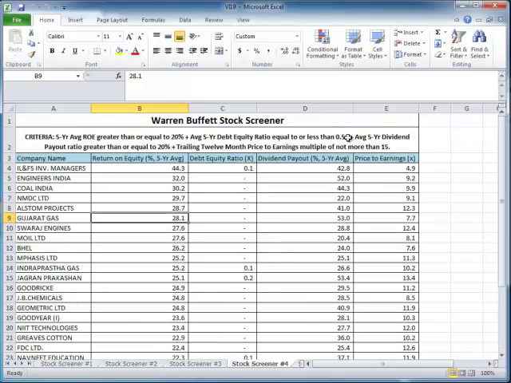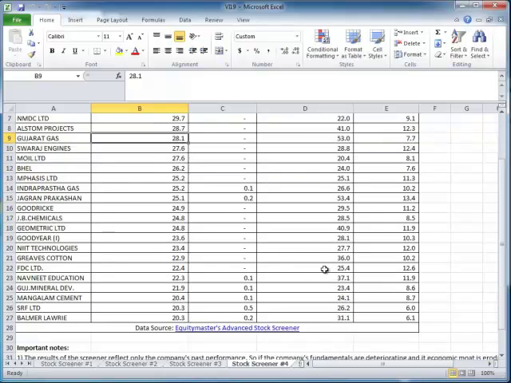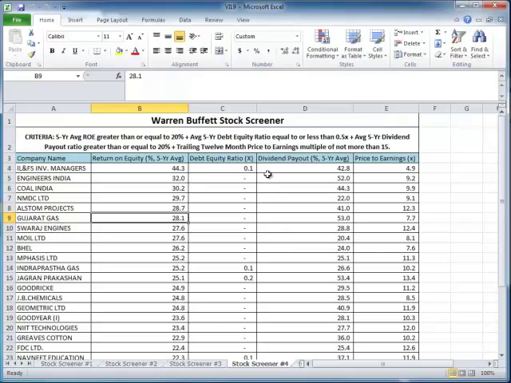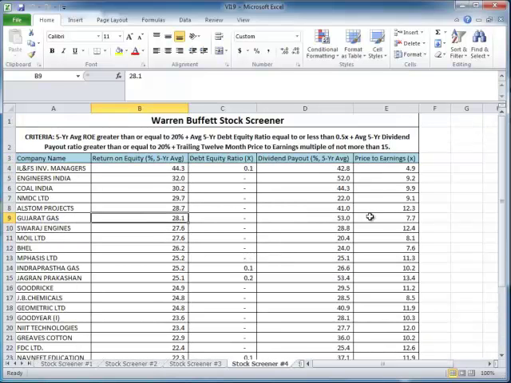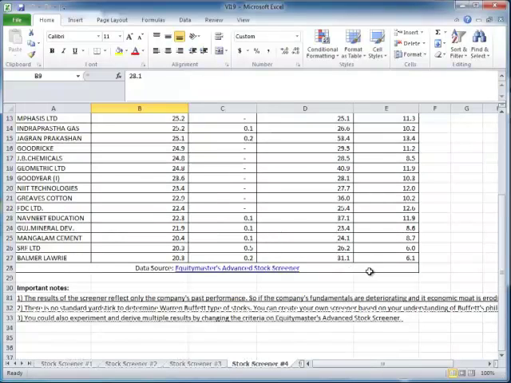An average 5-year dividend payout ratio greater than 20%. So the dividend payout ratio here is bigger than 20%. And finally, a trailing 12-month price to earnings multiple of 15 or less. So again, PE ratios of 15 or less, indicating a fair price.